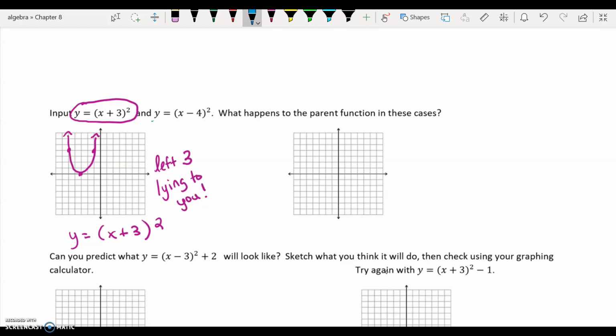So now take a second, think about this one. Where are you going to go? Go ahead and try and graph it and see if you can get it right without graphing it on Desmos.